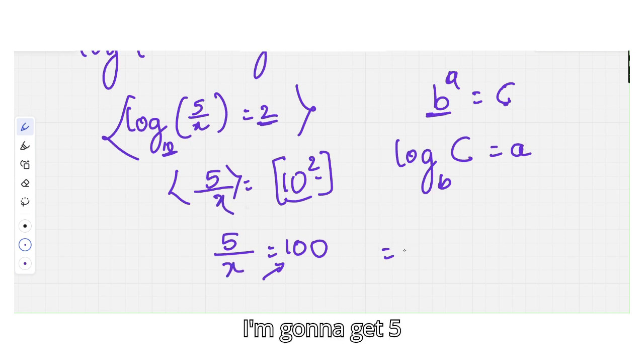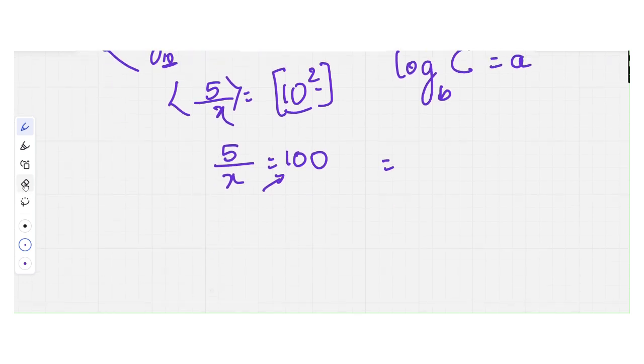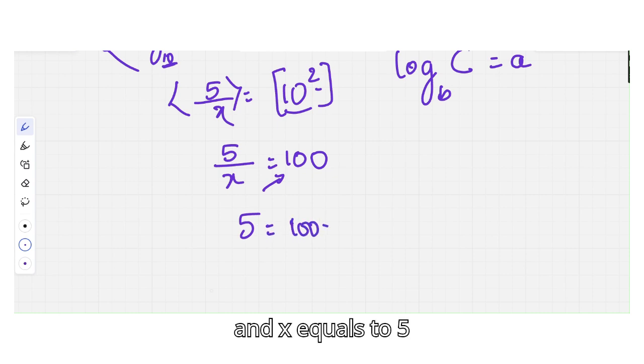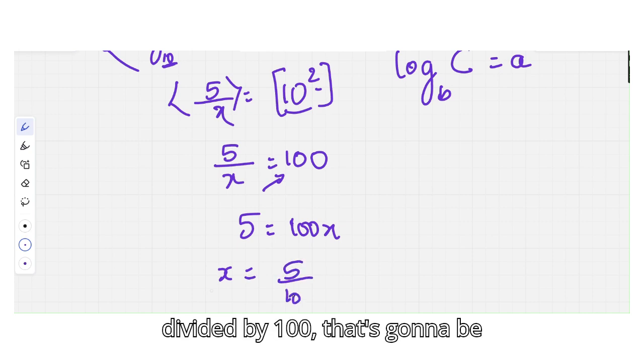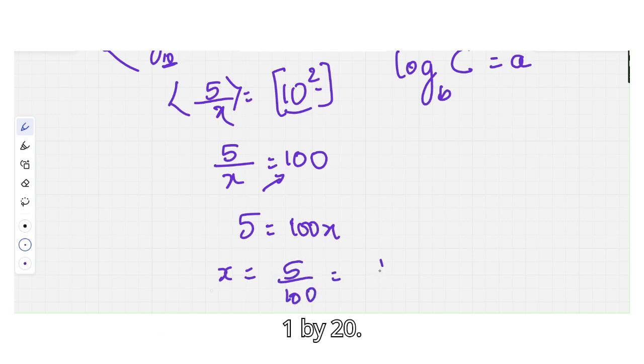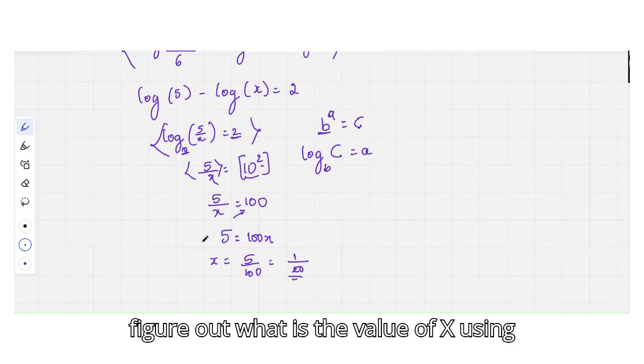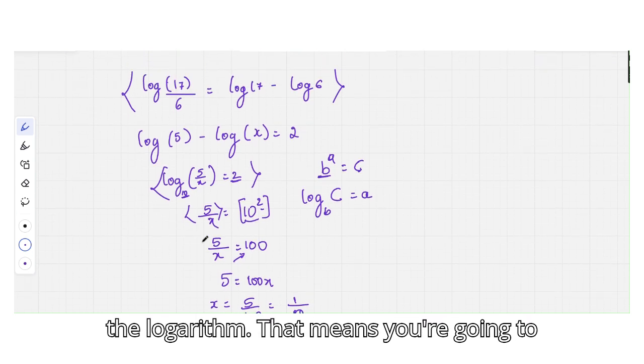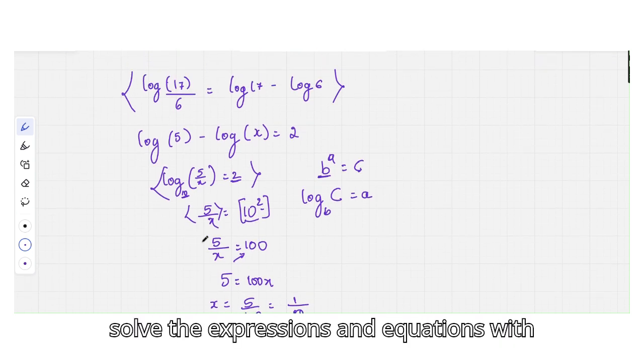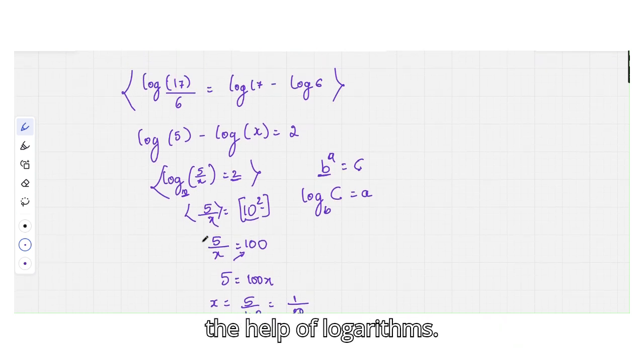I'm going to get 5 equals 100x, and x equals 5 divided by 100, that's going to be 1 by 20. That's the value of x. You can figure out the value of x using logarithms. That means you're going to solve expressions and equations with the help of logarithms.